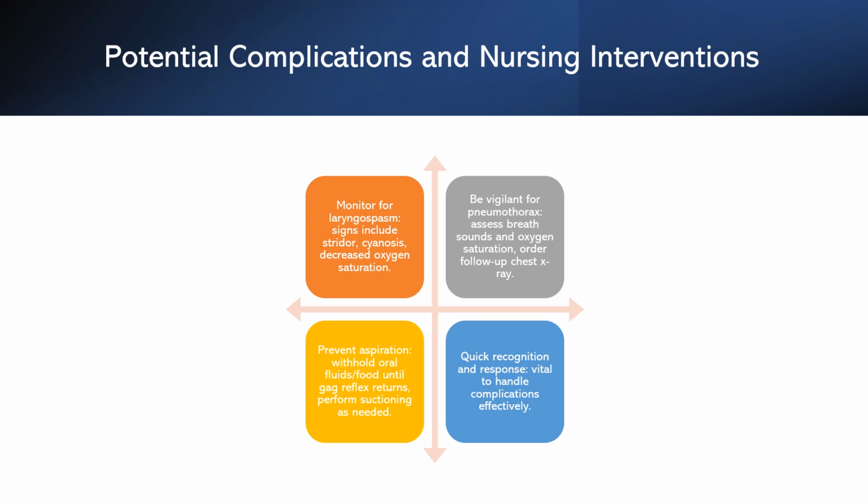Aspiration is a risk if the patient chokes on oral or gastric secretions. To prevent this, withhold oral fluids or food until that gag reflex returns. Usually it's back within about 2 hours after the procedure. Suctioning may be performed as needed to clear the airways. Remember, your ability to quickly recognize and effectively respond to those complications can make a world of difference in your patient's outcomes.